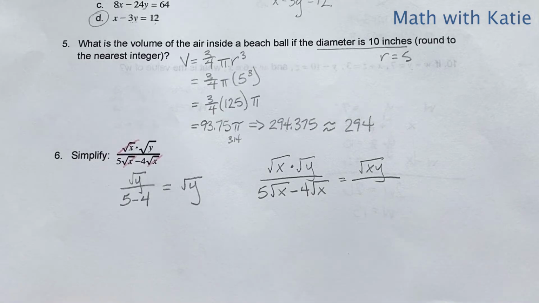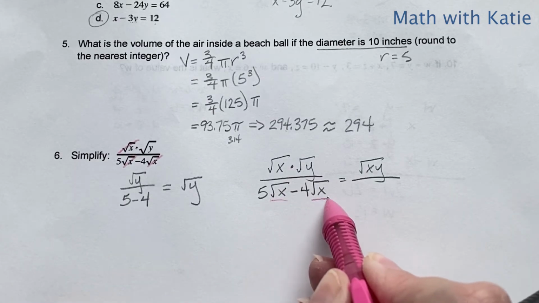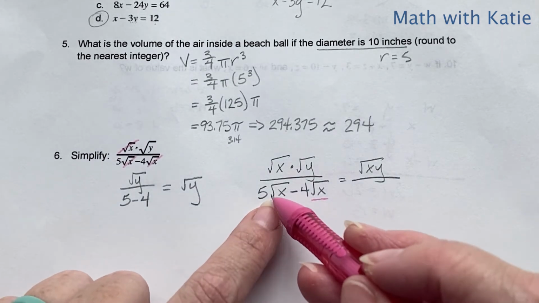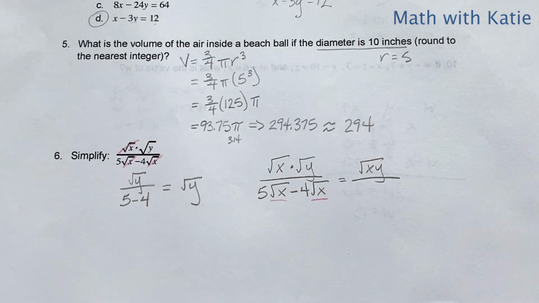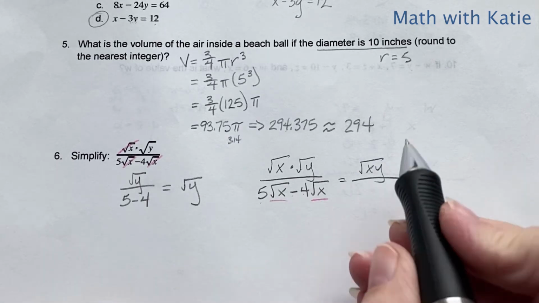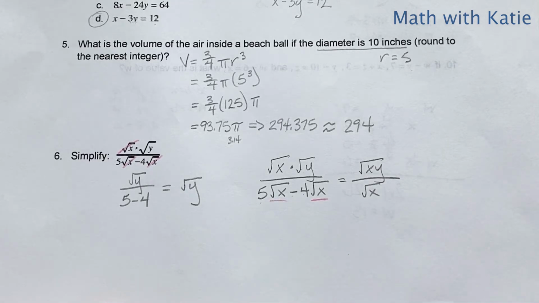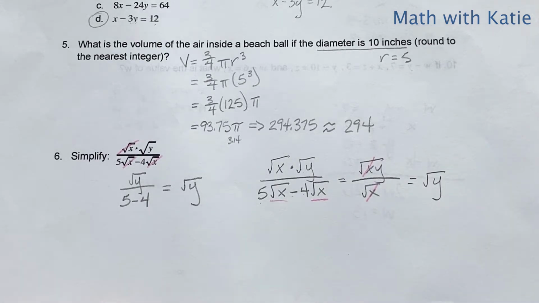And now since these two have the same, I call it guts of what's inside the square root sign, so the guts of the square root sign are actually the same, you can add and subtract what is out front. So 5 minus 4 would be 1 root x, and now you can easily see that that root x reduces, so you get root y.